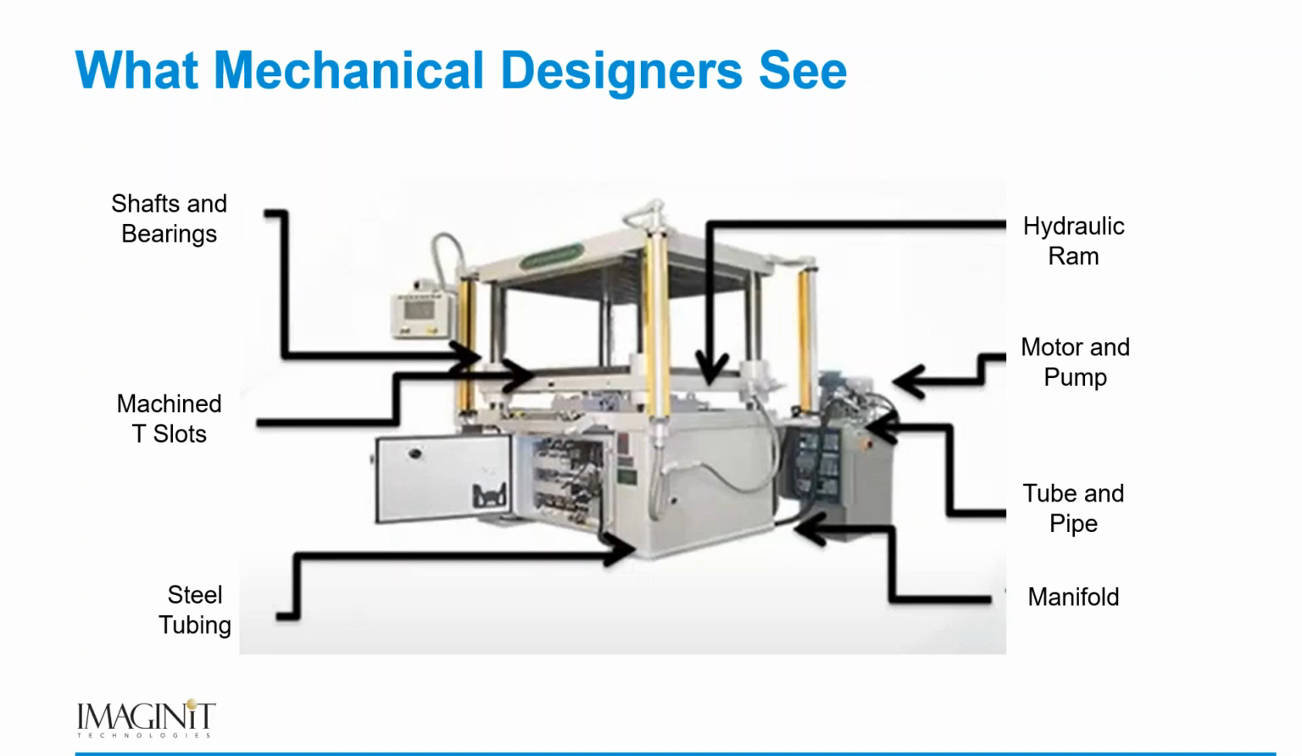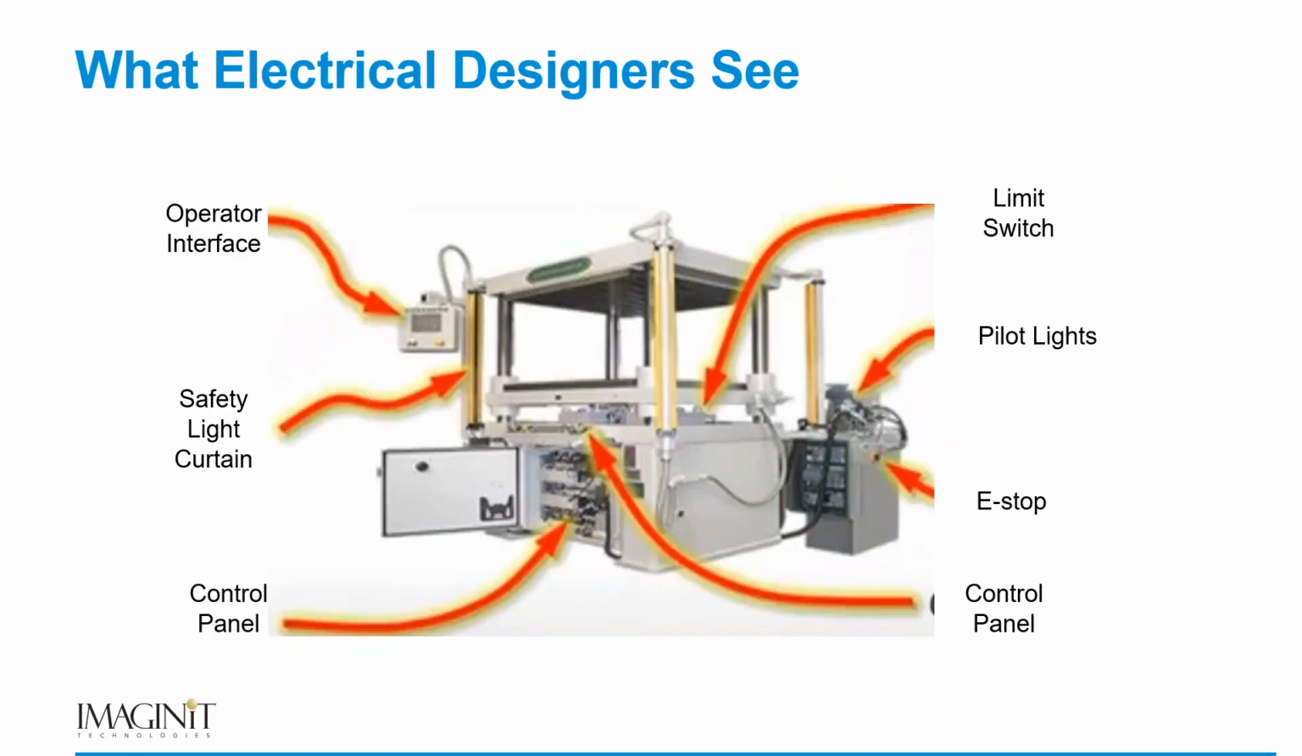Now, anytime we have something that moves, like a hydraulic ram, like we've got a manifold where something is flowing in, whether it's air or hydraulic fluid, anytime we have things that move, we need electricity, air, or fluid to move them. And that means on the other end, looking at the exact same machine, electrical designers are going to see something very different. It's the components that they're concerned with: limit switches, pilot lights, e-stops, control panels, the operator interface, how these different things interact.